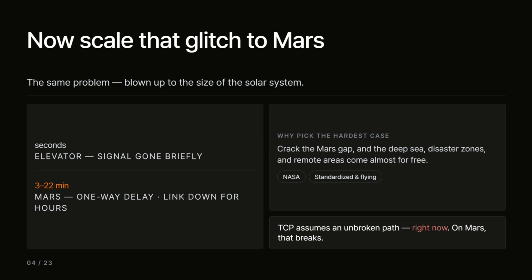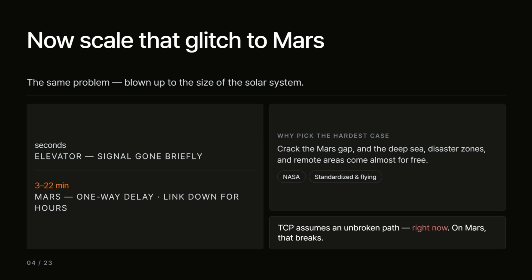An elevator cuts you off for seconds, right? Now imagine the same situation on a much larger scale: communication with the rover on Mars, the expedition car we use on Mars. Depending on the relative positions of Earth and Mars, a signal may take anywhere from about 3 to 22 minutes on the way. And communication links can also disappear for extended periods because planets rotate and the orbital positions change in real time.